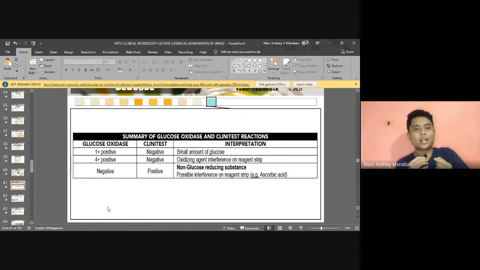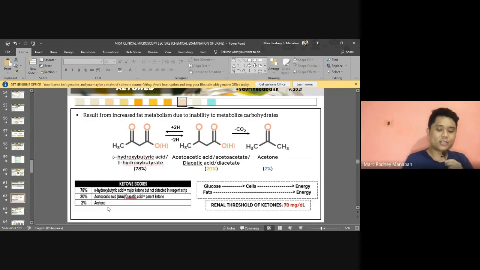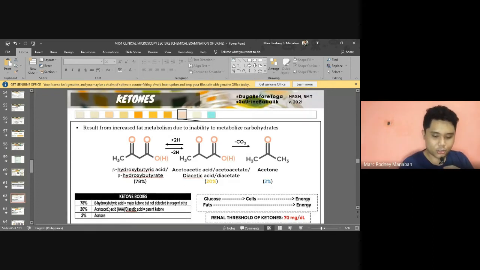I hope you got it. Basically, if it is glucose, it should be positive in the glucose oxidase or reagent strip, because the reagent strip is highly specific for glucose, and it should also be positive in the clinical test, because glucose is a reducing substance. That's the expected result if glucose is what is present in the urine. All right, so that's for your glucose.